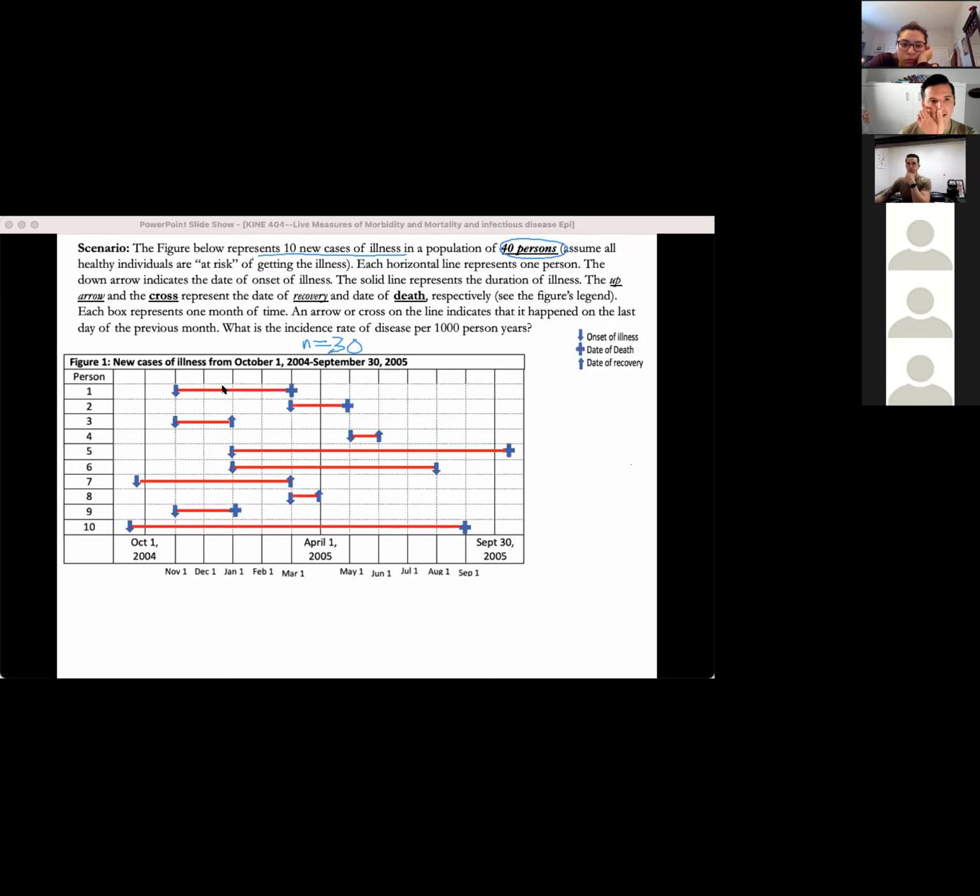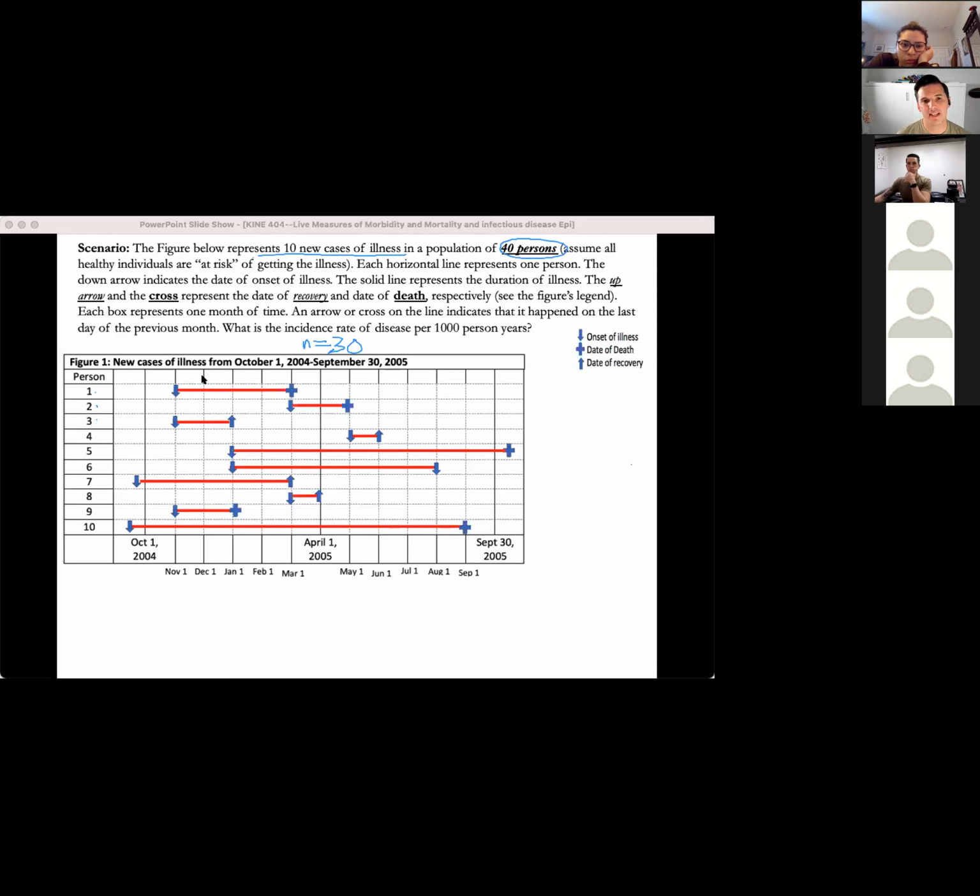Each horizontal line, each red line, represents one person, as indicated also on the left, where it says 1, 2, 3, 4, 5. A down arrow indicates that that person got sick. An up arrow indicates that that person recovered.